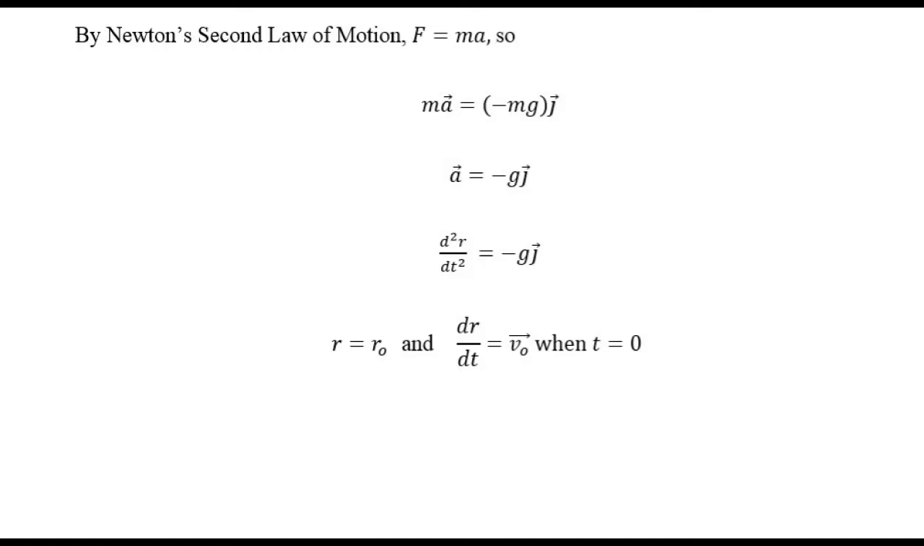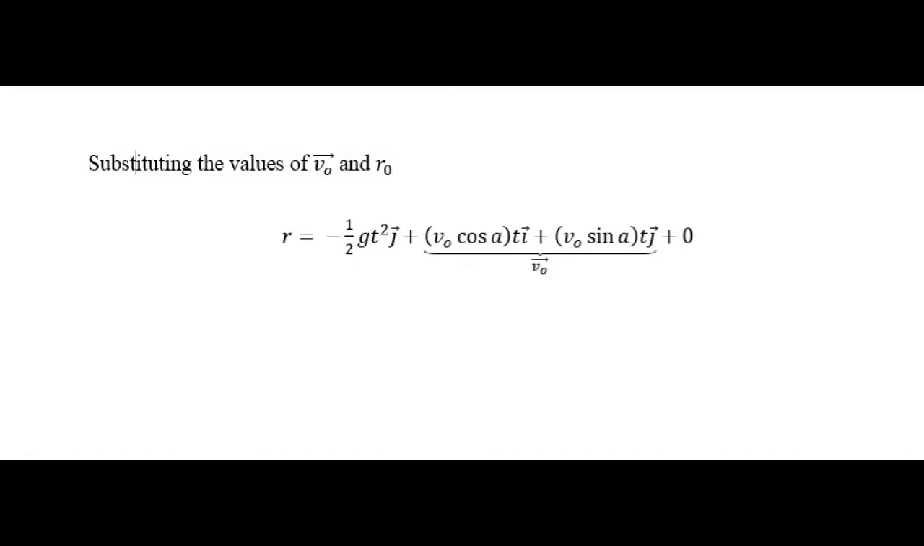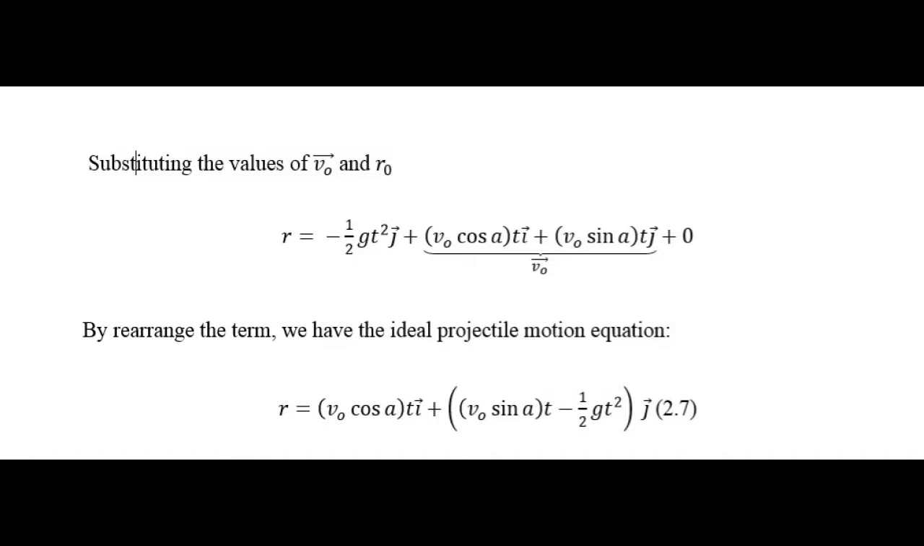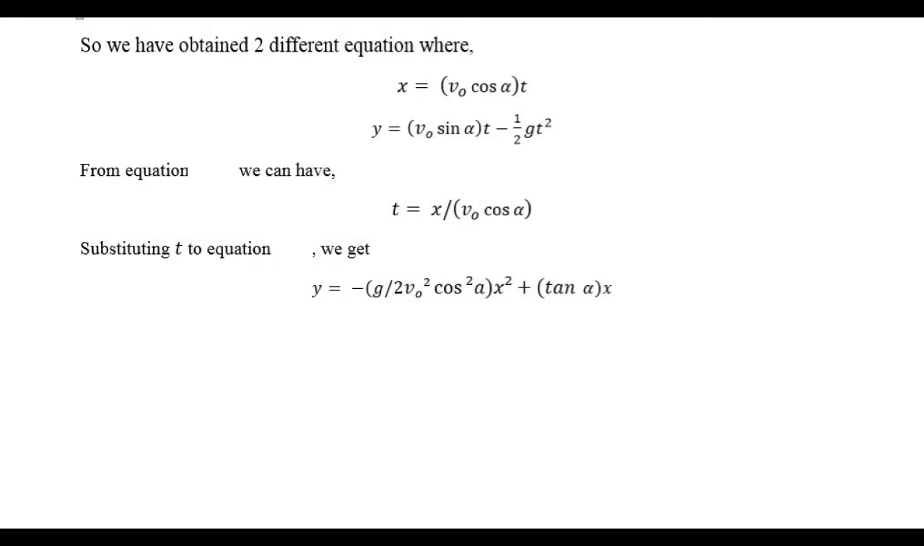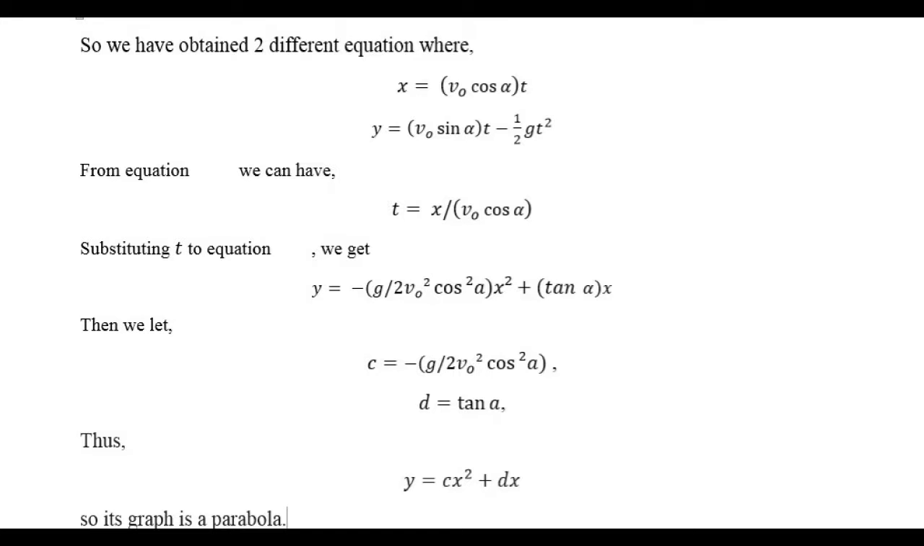By applying simple integration, we can obtain the formula for R. Substituting the values of V naught and R naught, we can get the equation for the R. By rearranging the terms, we have the ideal projectile motion equation. From the projectile motion equation, we can obtain two different equations, where x is equal to V naught cos alpha t and y is equal to V naught sin alpha t minus half g t squared. By doing some simple calculation, we can obtain the graph of the projectile motion, which is a parabola.